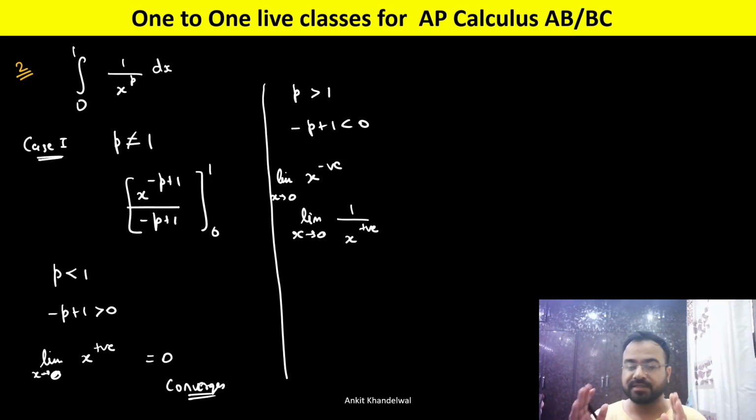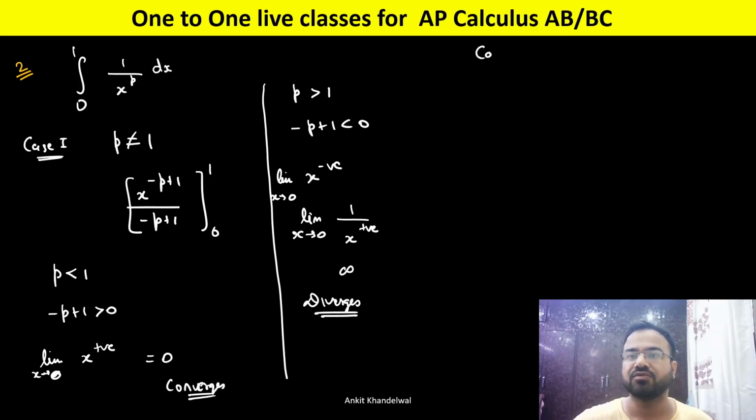Now what will happen in this case? The x is going towards 0, the denominator is getting smaller, so 1 upon a very small number will approach infinity, so we can say this will diverge. On putting 1 there is no issue; we are only checking for 0.